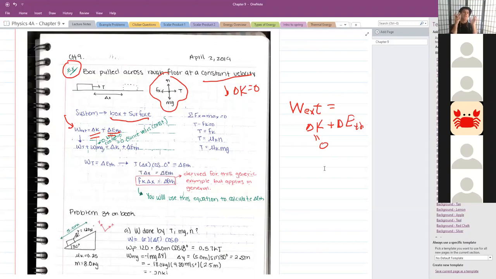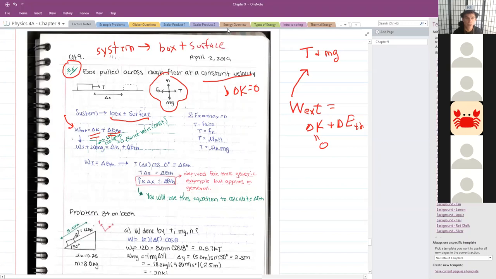I defined my system as the box and the surface, which means the normal force is an internal force because it's a surface acting on the box. So what forces do I have that are doing work? Well, I've got basically tension and I've got gravity, mg. So let me be specific. My system is the box plus the surface. What that means is the frictional force, which is the force that the surface is exerting on the box, is an internal force, so I don't need to look at it when I'm looking at the work done by external forces.